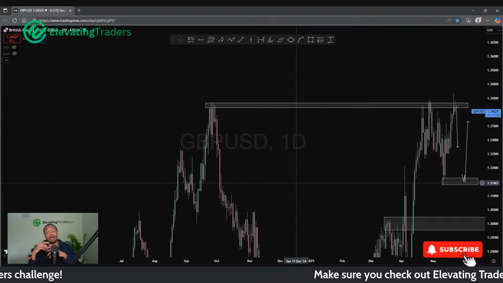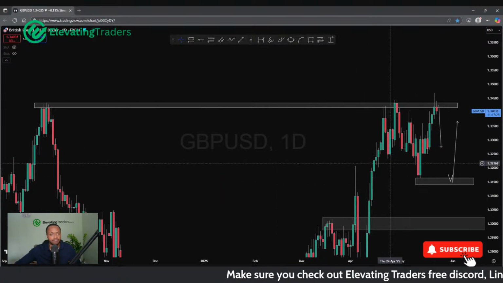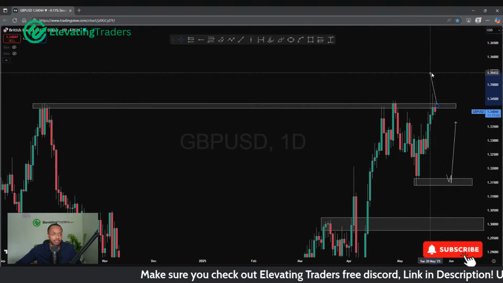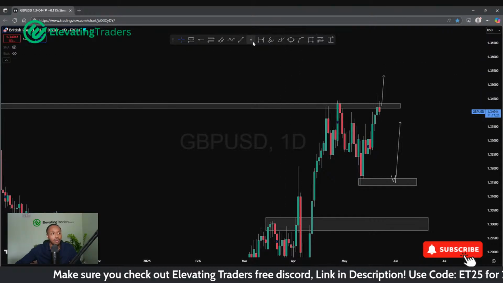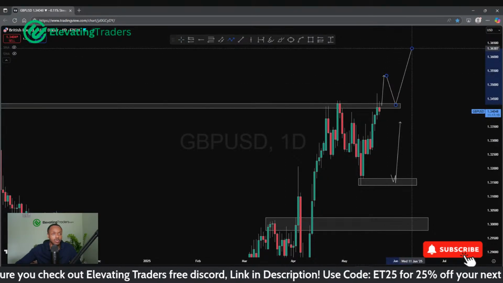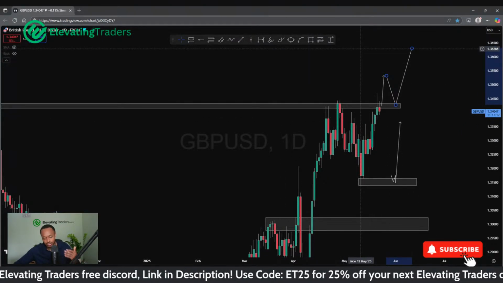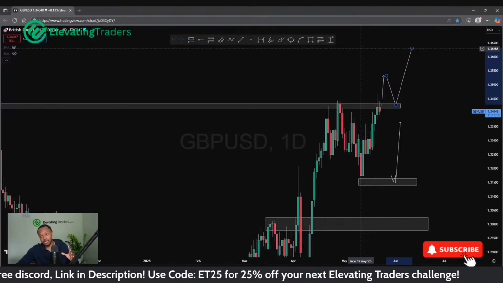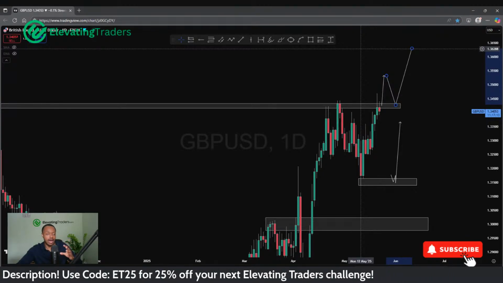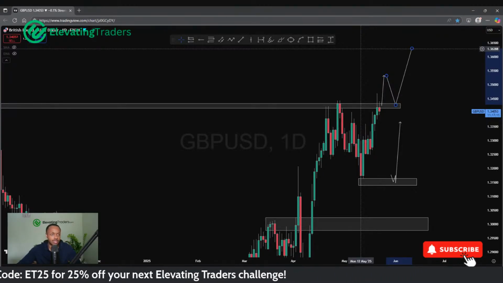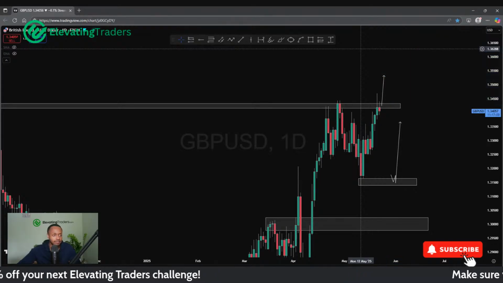If we did break out, that's a different situation. If price did have a massive bullish candle breaking through, well, this will be turned support and we could be seeing some lovely retests off the back of that. But that's not the reality just yet. We need to wait for that break to happen to justify a break and retest and looking for upside there.